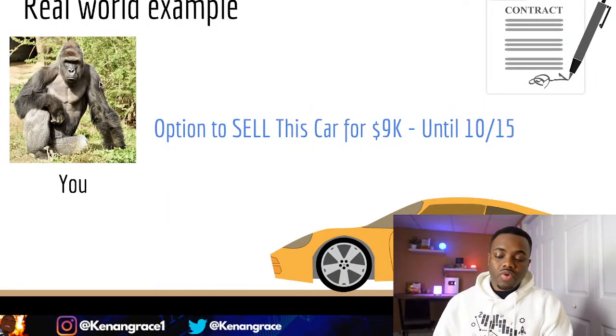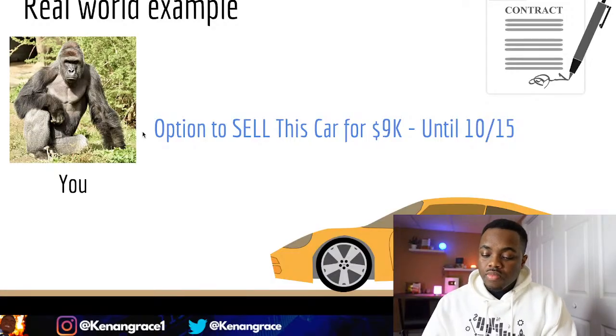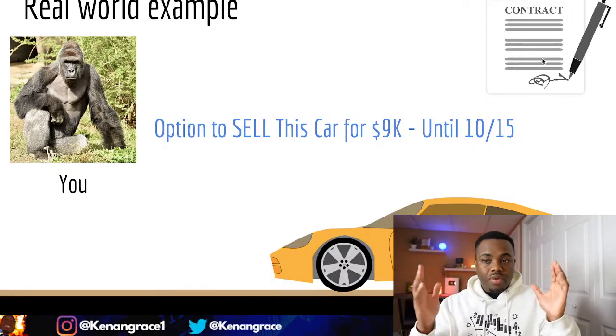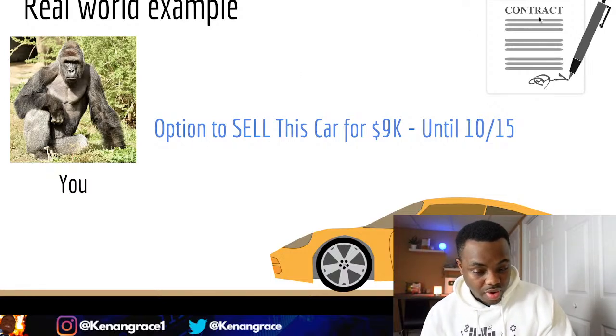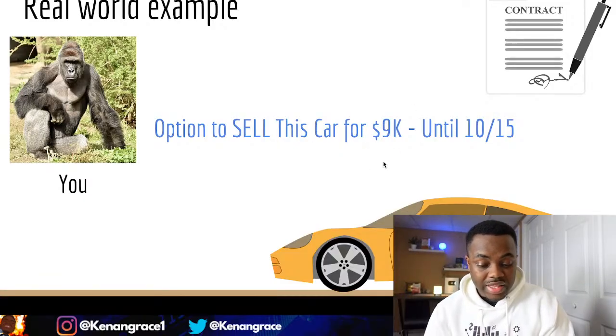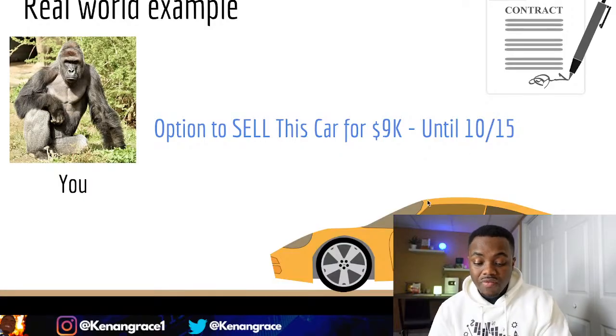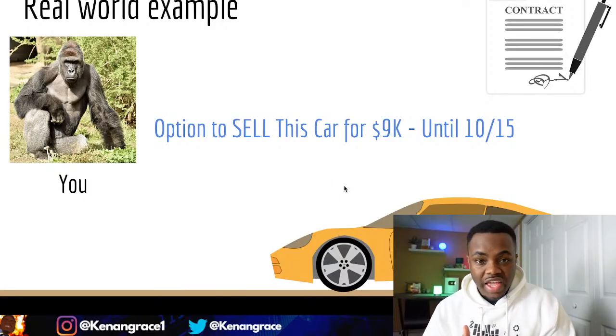Now you come out of nowhere, right? This is you, an ape, right? AMC ape, let's go. Now, you see a contract. You don't even see who wrote it, but you see a contract. And you see that it says this contract right here gives you the option to sell this car for $9,000 until 10/15. However, you know that the car is worth $10,000. So guess what? Your contract isn't worth a thing at this very moment.